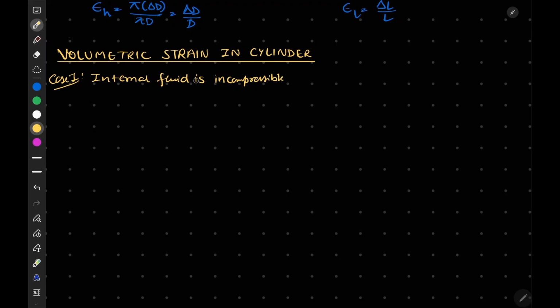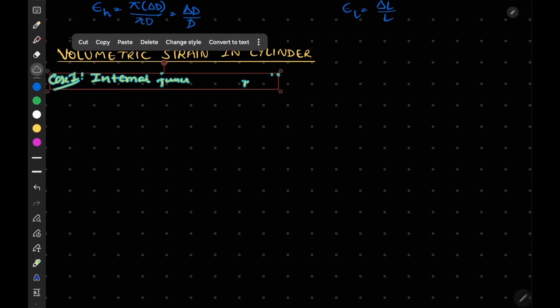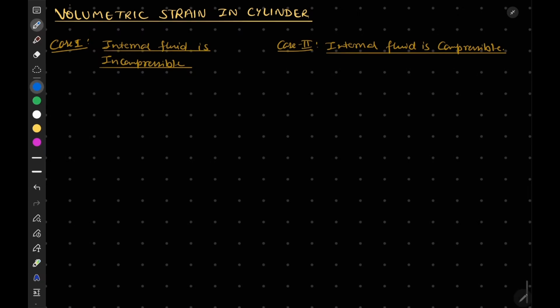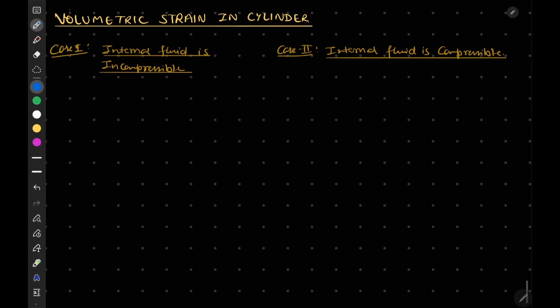Let me write it in 2 lines. So these are 2 cases we will talk about. First is when your internal fluid is incompressible, and the second case is when your internal fluid is compressible. If I talk about incompressible fluid, in that case there is no change in volume of the fluid. So there will be only your elastic expansion of your shell.